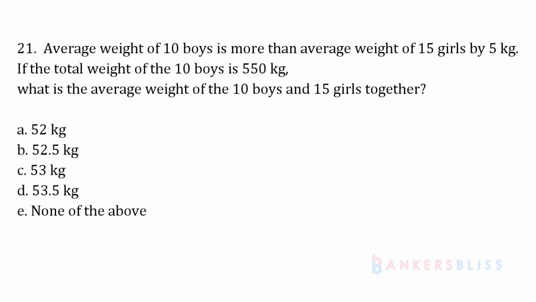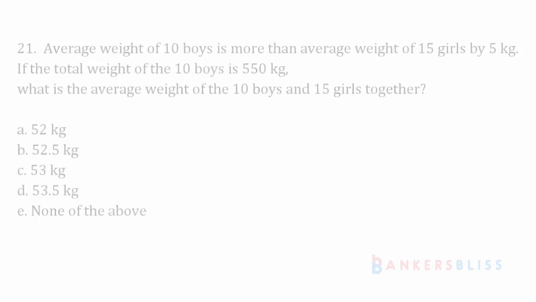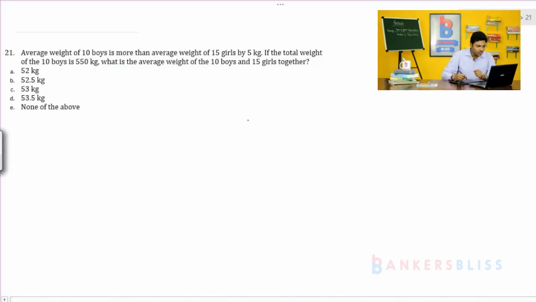The average weight of 10 boys is more than the average weight of 15 girls by 5 kg. If the total weight of 10 boys is 550 kg, what is the average weight of the 10 boys and 15 girls together? To calculate that, I have to know the total weight of 10 boys and 15 girls. Here I know the total weight of 10 boys, that is 550. So the average weight of 10 boys is equal to 55.